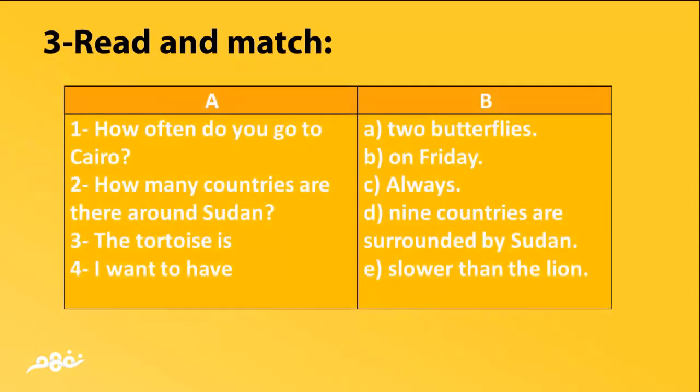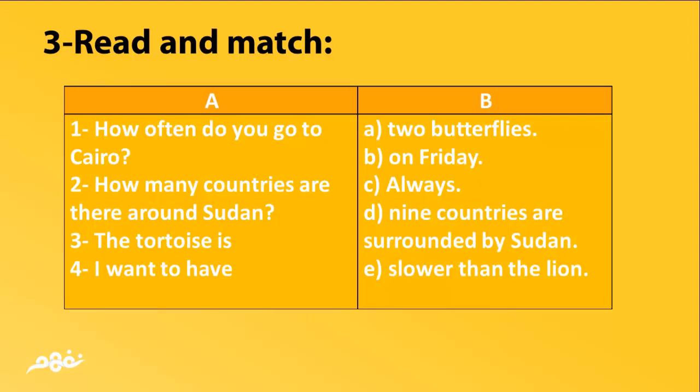Now read and match. We are having 2 columns, column A and column B. In column A we are having 4 sentences. How often do you go to Cairo? How many countries are there around Sudan? The choice is I want to have. How often do you go to Cairo? The correct answer is always. I always go to Cairo.